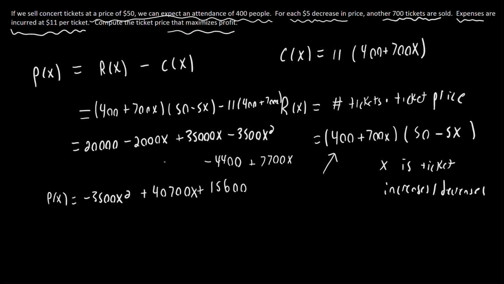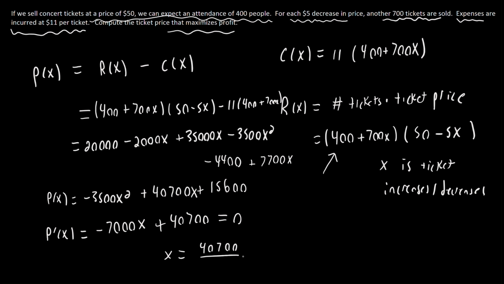So now that we have the profit function, we need to find the critical points by deriving it and setting it equal to 0. So we're going to get negative 7,000x plus 40,700, and we're going to set that equal to 0. And if you rearrange, you're going to get x equals 40,700 over 7,000. So if you plug that in, you're going to get 5.81.